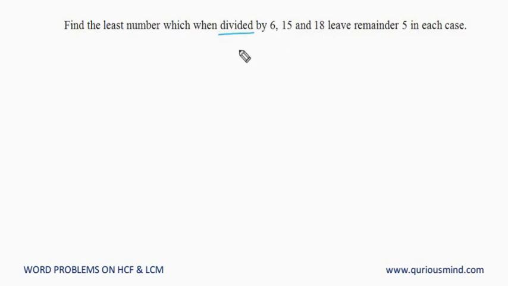Now once we find the LCM, that number will be exactly divisible by them. But we don't want a number which is exactly divisible. What we want is a remainder of 5. So we will add 5 to the exactly divisible number. So when we divide, we'll have a remainder of 5. So let's find the LCM first.